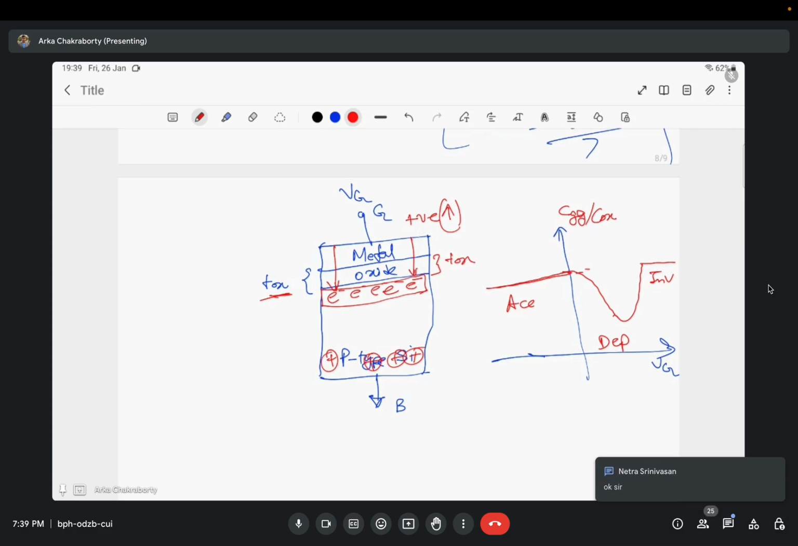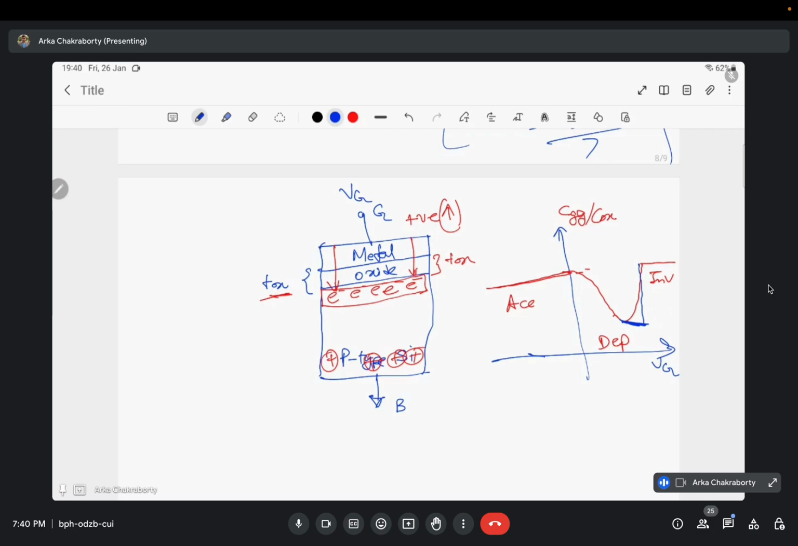Now there are many interesting phenomena that happen, something called deep depletion. If you quickly increase the VG, instead of going back, for some time it keeps going forward, then with time it goes back. It is called the deep depletion effect.